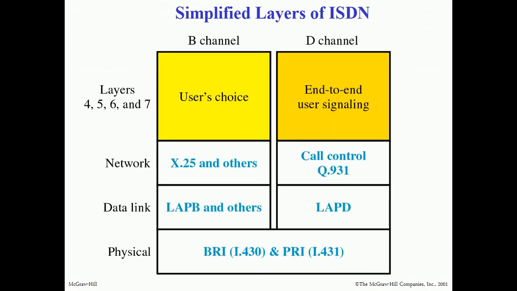So these are the simplified layers of the ISDN, B channels and D channels. What is the physical layer here? In the physical layer there are two interfaces, basic rate interface and primary rate interface. In the data link layer there is LAPD and others.